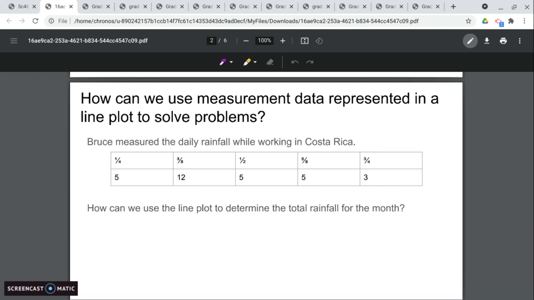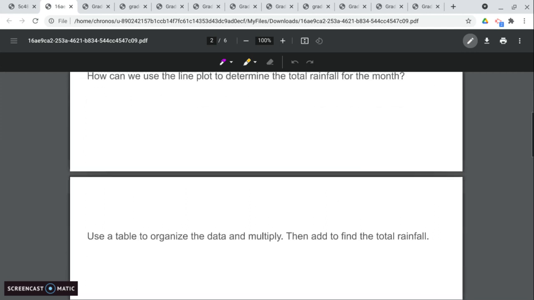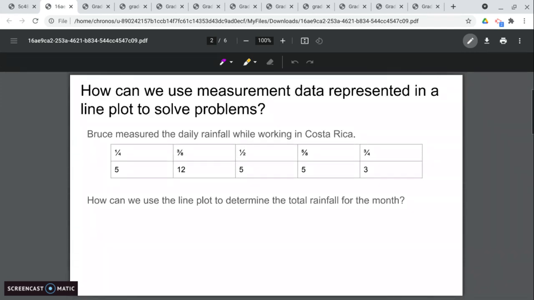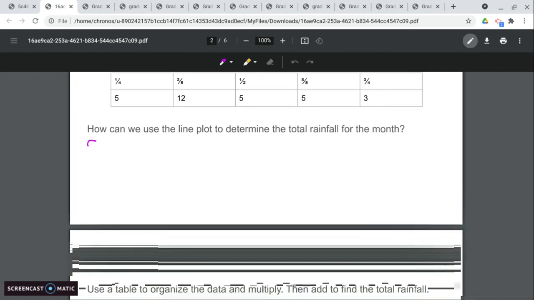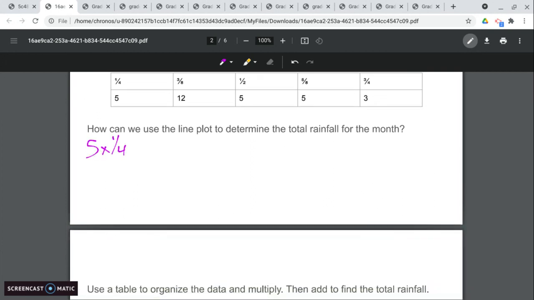So we can take and multiply each data value by the frequency to find the amount of rain for that value. Then you can add all the products to find the total amount of rain for the month. So we can take and multiply these things. So we have our 5 times 1/4.